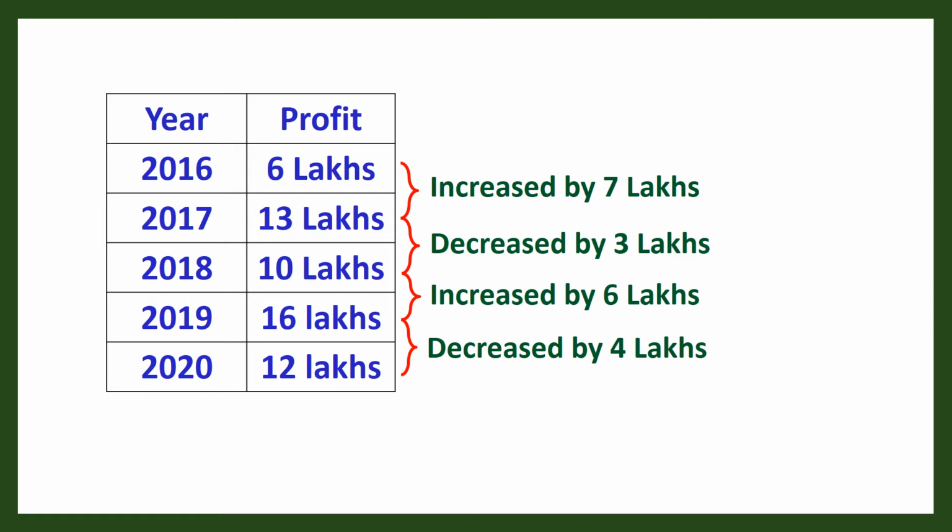Thus, although there are 5 years, for the calculation of CAGR, we are considering only the growth periods. So there are 4 growth periods. Instead of 5 years, we are taking these 4 periods.